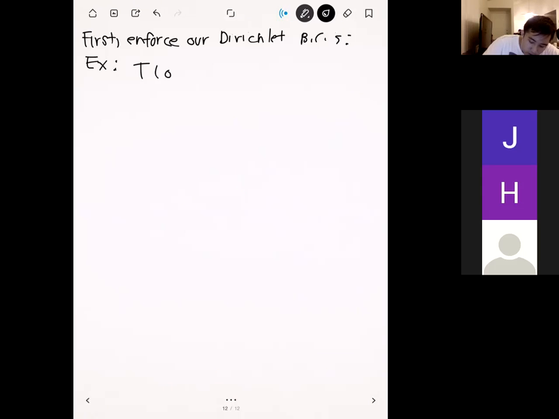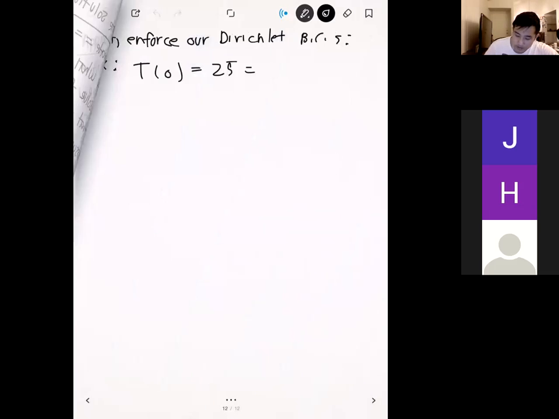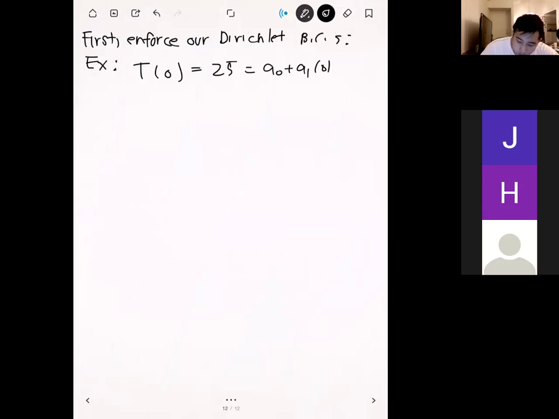And so we wrote that Dirichlet boundary condition like this. We said that T of 0 is equal to 25. And if we set this equal to our approximate solution on the previous page, we can say that this is equal to a0 plus a1 times 0 plus a2 times 0 squared. In other words, we have a0 is equal to 25. And so that's one of the coefficients, so that's good.